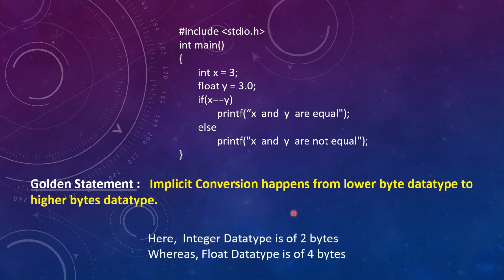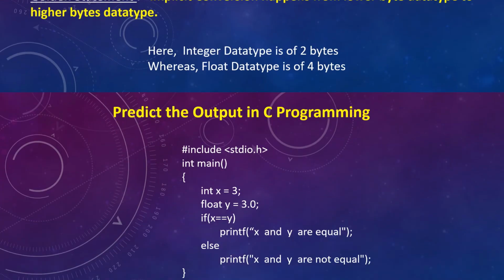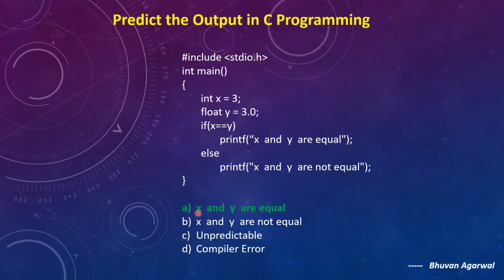So here integer is of 2 bytes whereas float is of 4 bytes. That is why this type of implicit conversion happens while comparing these values in this if condition. So this x is treated as a float value. I hope you got this concept. So let us see what the answer is. Our answer will be x and y are equal. So this line will be executed. I think there is no doubt in this question.